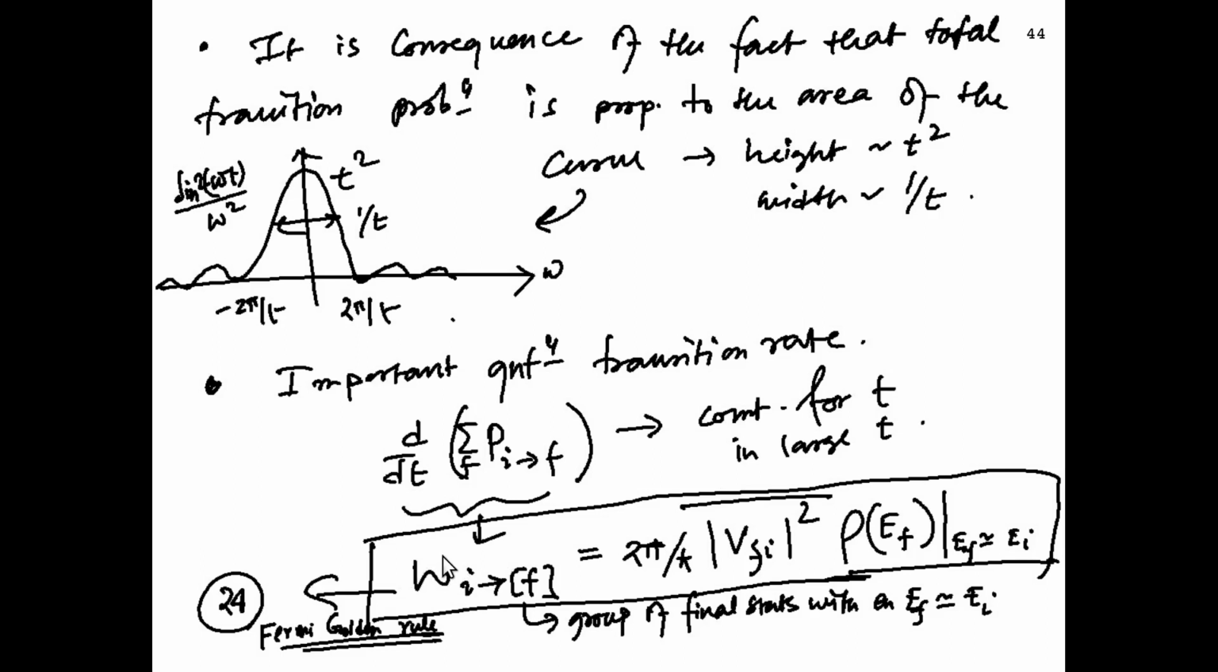So W from i to [f]. I write the f in a square bracket to remind ourselves that f is not a single state but a bunch of states which are a quasi-continuum. So that becomes 2π/ħ |B_fi|², where B_fi is a quantum expectation value, and when I take the square and do averaging, that is a classical average over the final states, times ρ(E_f), which is the density of states at the final energy E_f. Of course, the delta function tells you that E_f is almost equal to E_i, which is where the probability is highest.